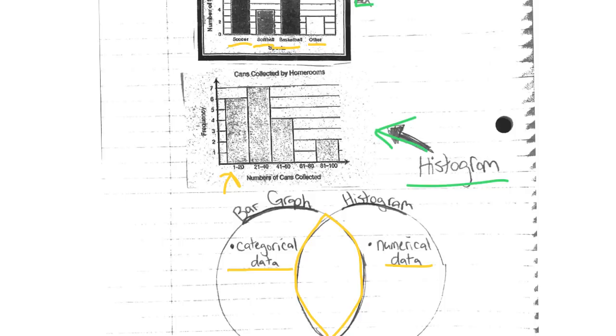Now that's one of the big differences. Some of you might have also noticed that in the bar graph, there are spaces in between. So we're looking up here. There is space in between each of the bars. See the space? That space makes a bar graph unique. Space between bars.